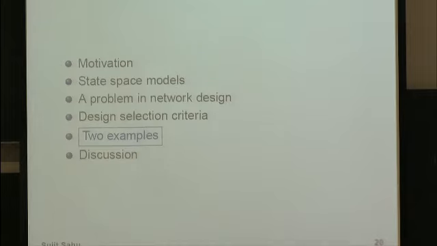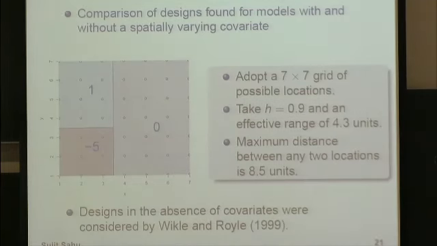So, I think we are ready to go to one of the examples. This is a very small simulation study that we started with to see what kind of results we can get. We want to compare designs found for models with and without the spatially varying covariate, and our design looks like this. We take capital N equal to 49, that's a 7 by 7 grid, and the single spatially varying covariate takes the value 1 here, the value -5 here, and the value 0 here.